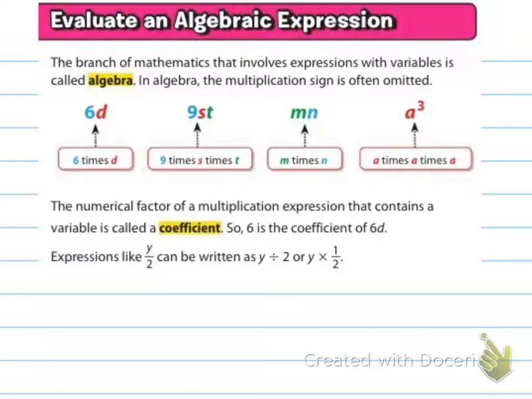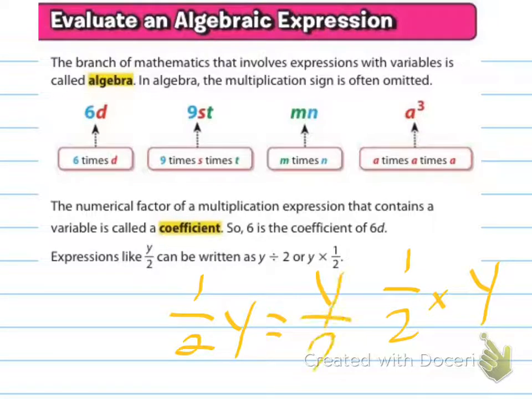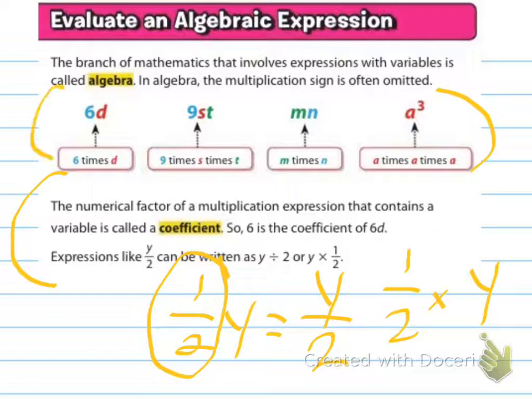An expression like y divided by 2 can also be written as 1/2 times y. And so 1/2 y is the same as y divided by 2. And in this case, the coefficient would be 1/2, which I think you definitely want to write this down, about coefficients. And if these examples are helpful, you can write these down as well. Pause the video if you need to go back and write.